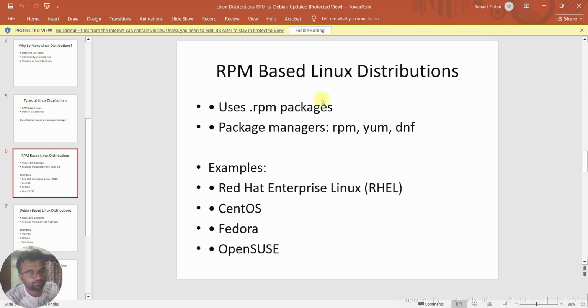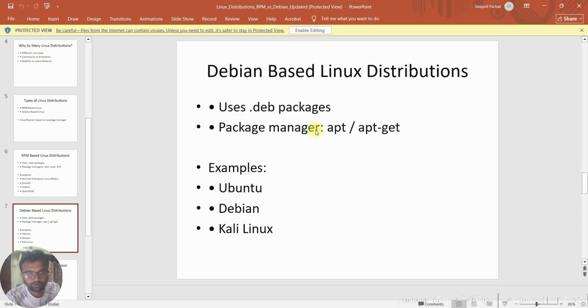Here RPM stands for Red Hat Package Manager. RPM based Linux uses .rpm packages to install software. I'm talking about Red Hat Enterprise Linux. These distributions are mostly used in enterprise environments. Popular RPM based Linux distributions include Red Hat Enterprise Linux, RHEL, CentOS, Fedora, and OpenSUSE. Okay, and let's go to the next slide.